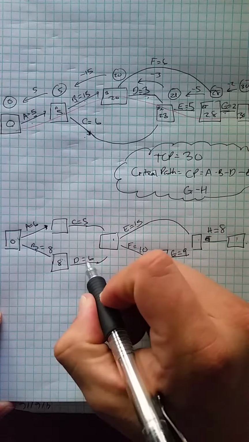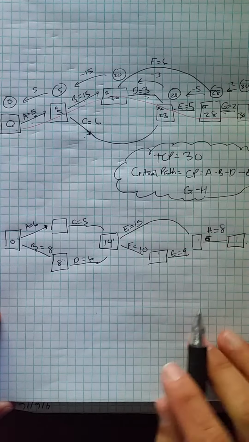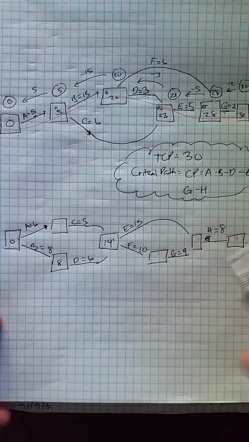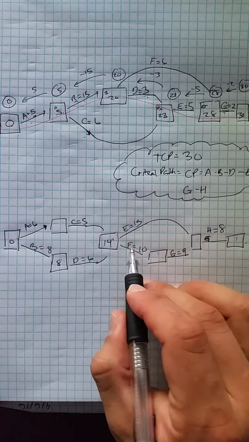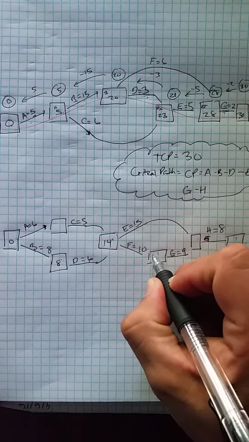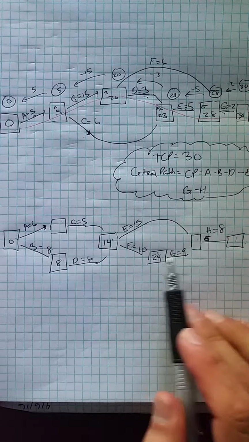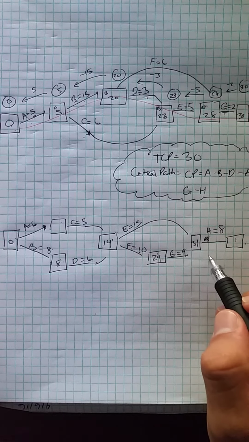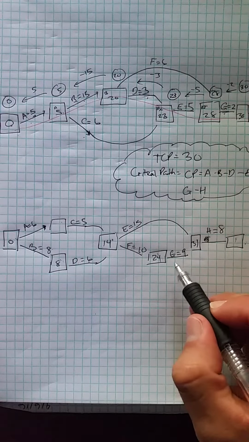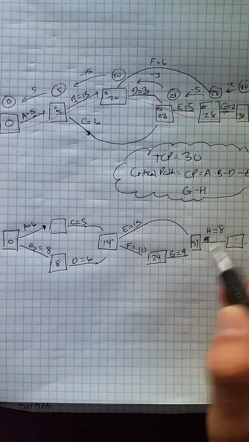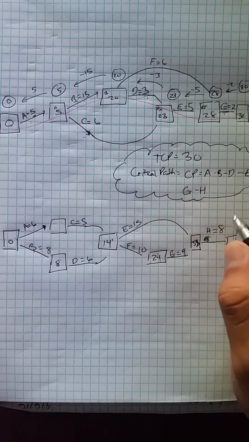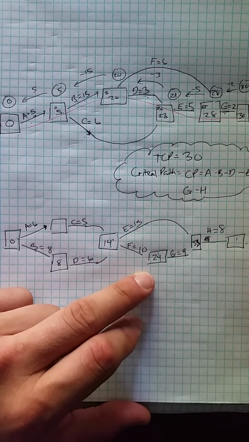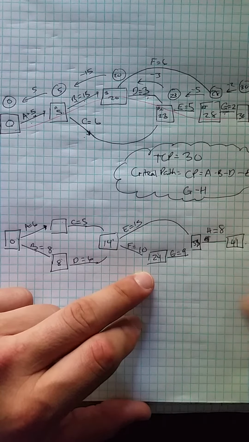So 8 plus 6 is 14. We don't want to go the other route because it's not the most amount of boxes. So 14 plus 10 is 24. 24 plus 9 is 33. Excuse me, guys, that threw me off a little bit. And then 33 plus 8 is 41.